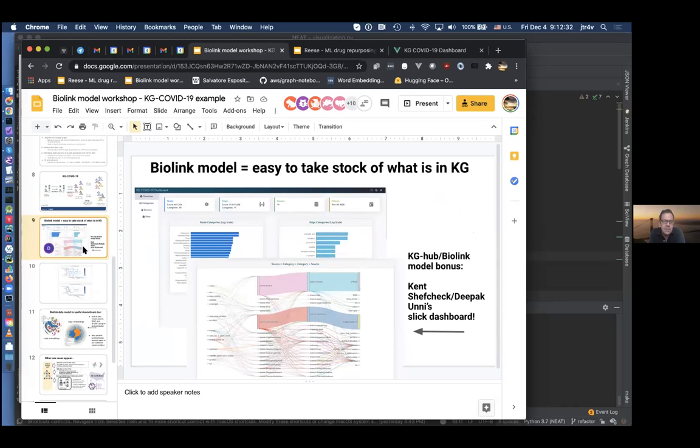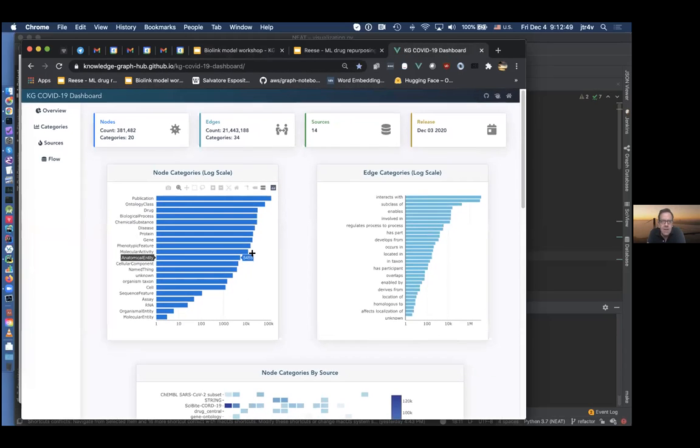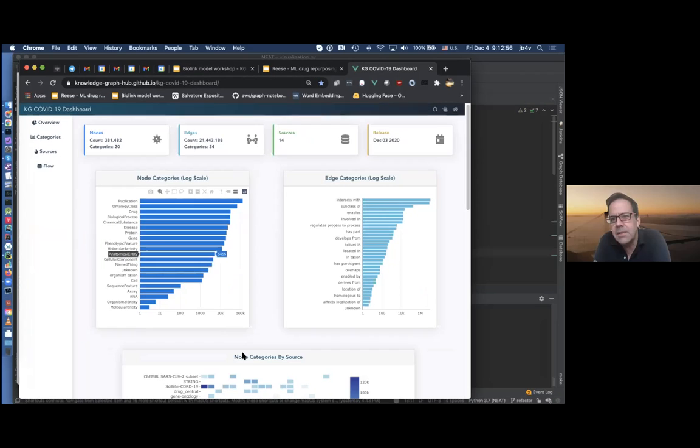displays to do that, but Kent and Deepak have spent some time making this really slick dashboard, which is something you get if you sort of align with this KG Hub way of doing things, which I'll describe a little bit more in a minute. Here, I'll show you. This is the live site. So if you do things sort of in a KG Hub way, which are the canonical examples of that, then you get this tooling for free.